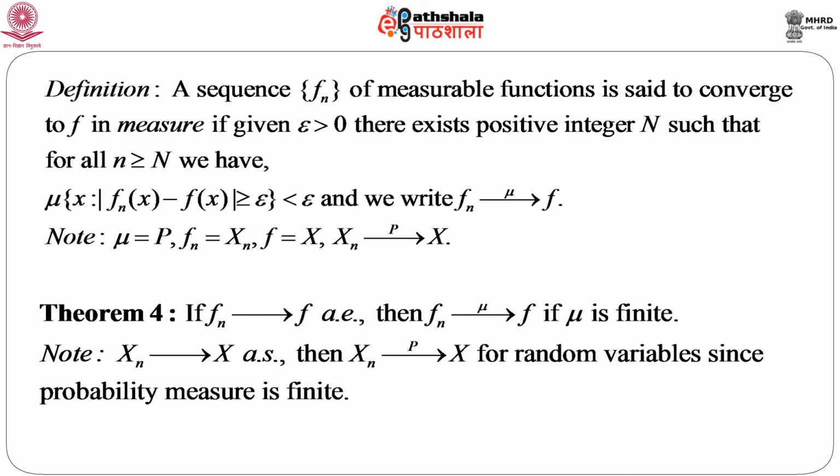And one theorem, I will just state without proof: convergence almost surely implies convergence in measure. That means, for a sequence of random variables, if we know that x n converges to x almost surely, then x n converges to x in probability. This holds since the probability measure is finite. Here the condition is that the measure mu is finite, and a probability measure is naturally finite. So, convergence almost surely implies convergence in probability.